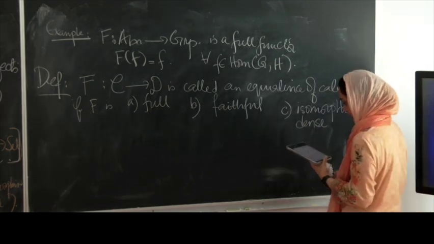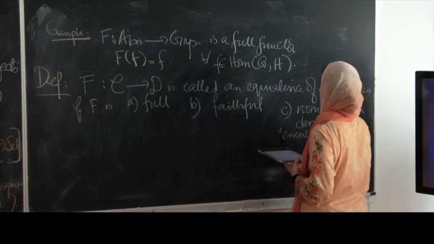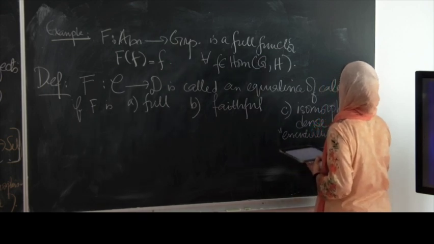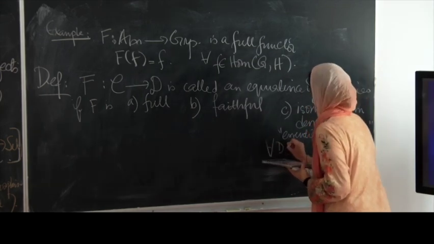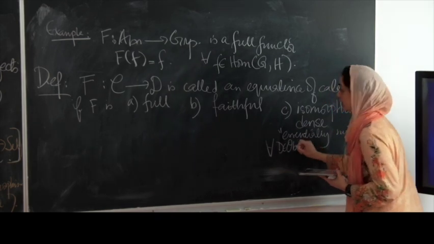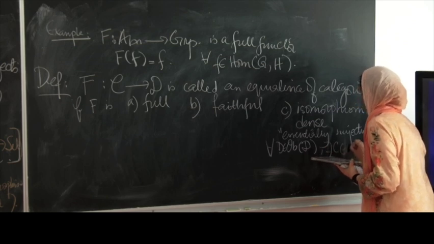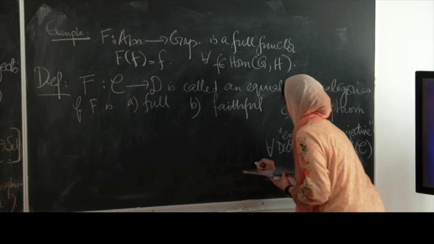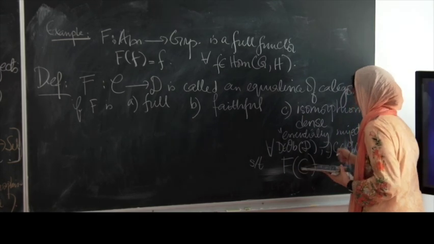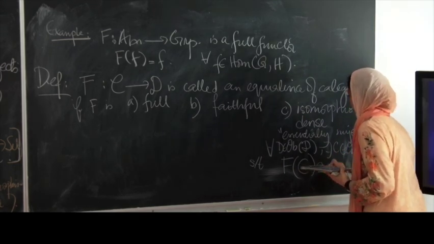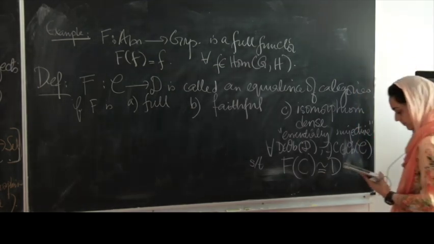So what does that mean? If you want to remember it, it means essentially not surjective but essentially surjective. I'll say in a moment what that means. So this means that for any D belonging to objects in the target category, there exists a C belonging to objects in the original category such that F maps that C, or the image of that C, is isomorphic to D. Okay, so that's what isomorphism dense means.